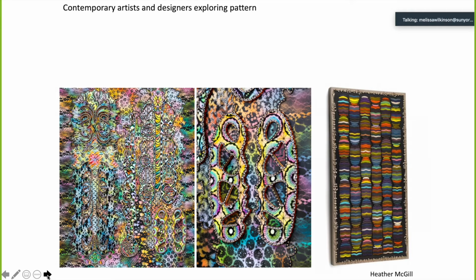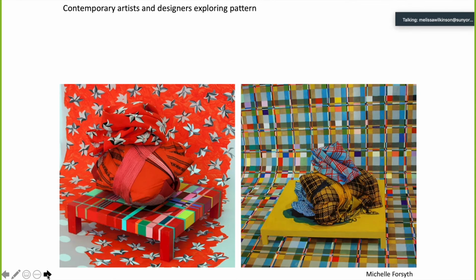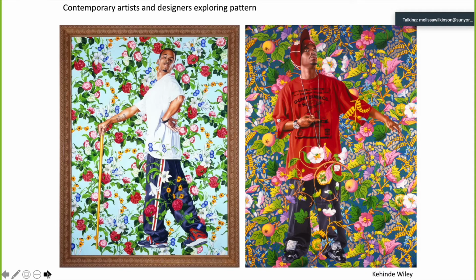Heather McGill is working with pattern in an organic format. So these are very natural in shape, but combined together, they create a repeating motif that looks somewhat industrial. Michelle Forsyth is working with covering surfaces and patterns and photographing them.